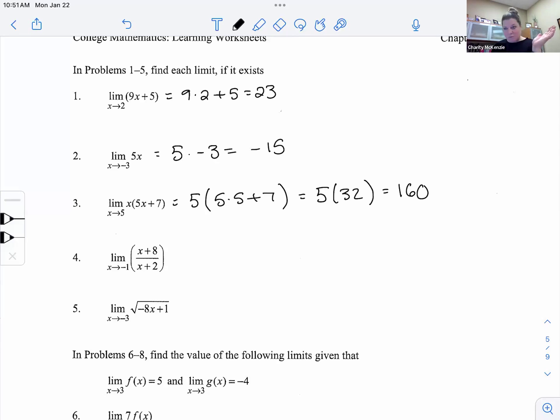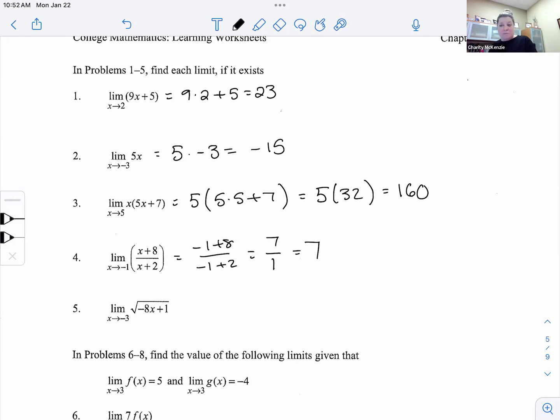So this one does work because we're not putting in -2. That makes 0 in the denominator. So I'm putting in -1. So I would still have -1 plus 8 on the top, -1 plus 2 on the bottom. So that's going to give me 7 over 1, or just 7.